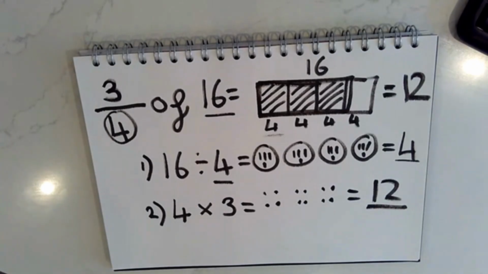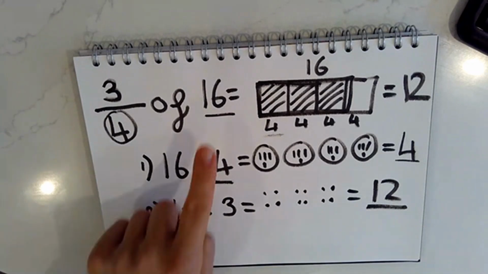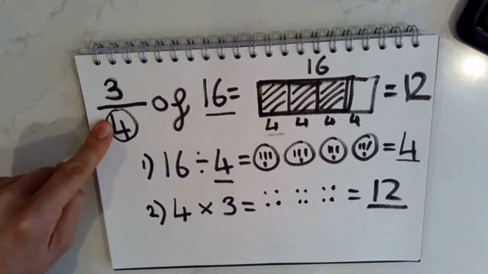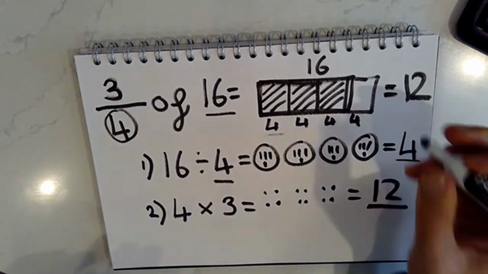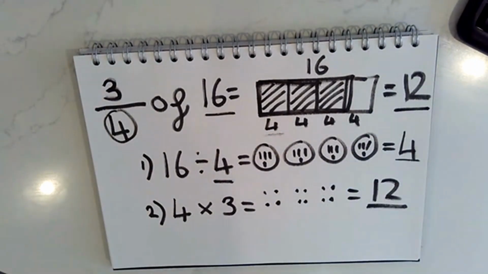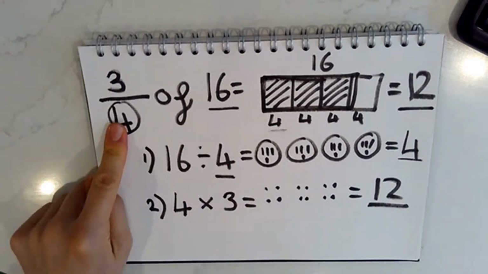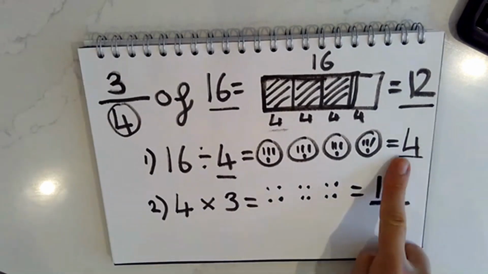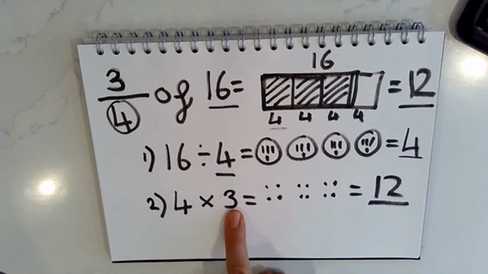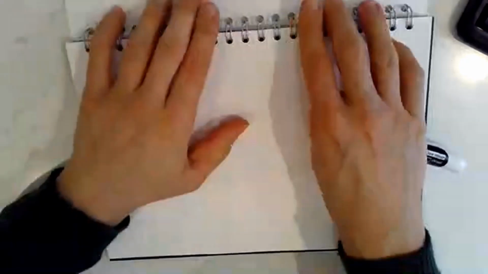If I had 16 stickers and I lost 3/4 of them, how many stickers did I lose? I lost 12. So remember, step 1, divide the whole by the denominator. Step 2, multiply the answer from step 1 by the numerator. Let me do one more. Some of you are probably going, I've got this now, but it's important we practice.